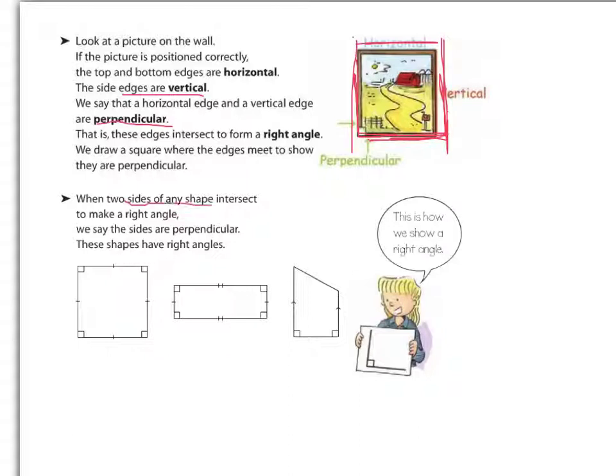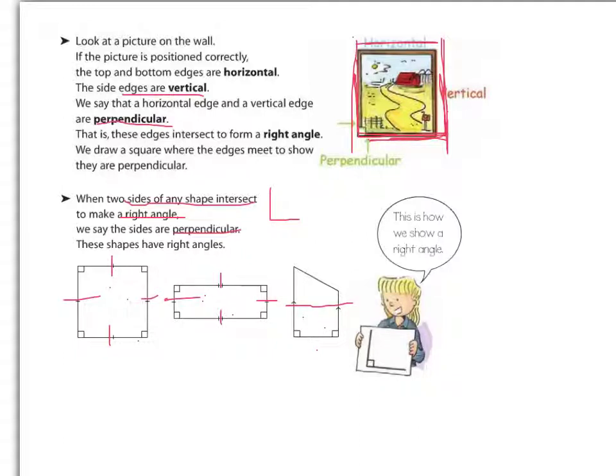When two sides of a shape intersect that make a right angle, so that's that L shape, they are perpendicular. So we could say all of these shapes have right angles. If we were sorting shapes, we could say that two of the shapes have four right angles and one shape only has two right angles. We could also talk about parallel lines. This shape has two pairs of parallel lines, as does this shape have two pairs of parallel lines. This shape does not. This shape only has one set of parallel lines.